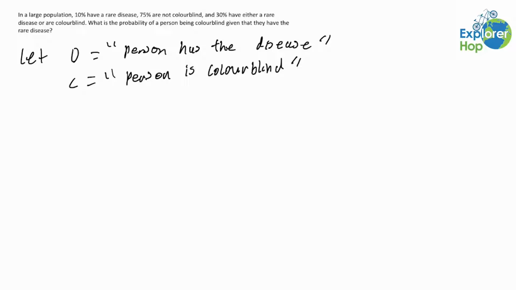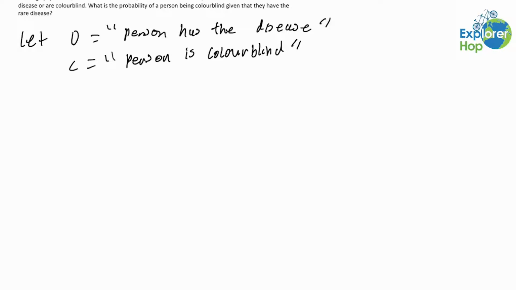Now, let's determine the probability of some of the events we just defined. So we have that the probability of event D, which is the probability of a person having the disease, is equal to 10%, because we're told that 10% of the population have the rare disease. So this is equal to 10%.